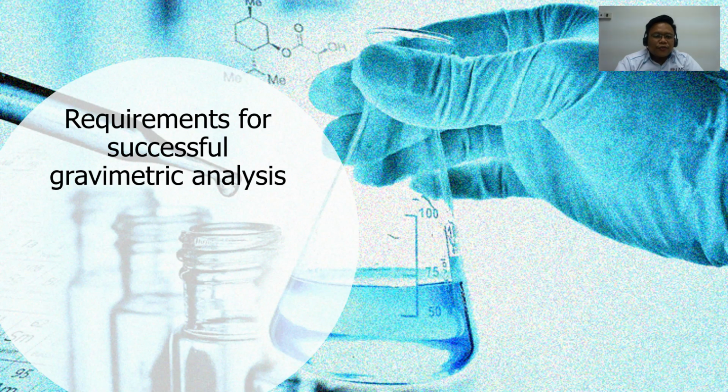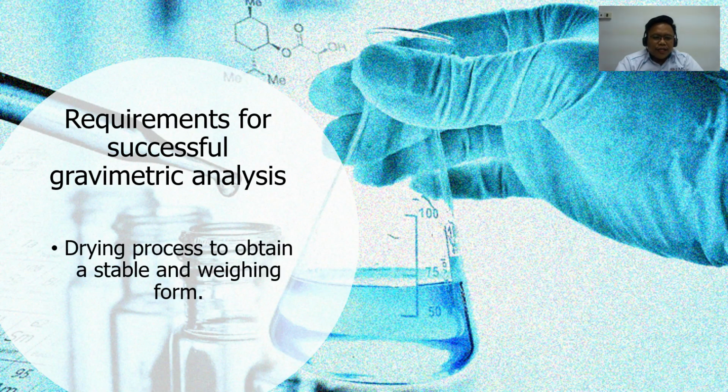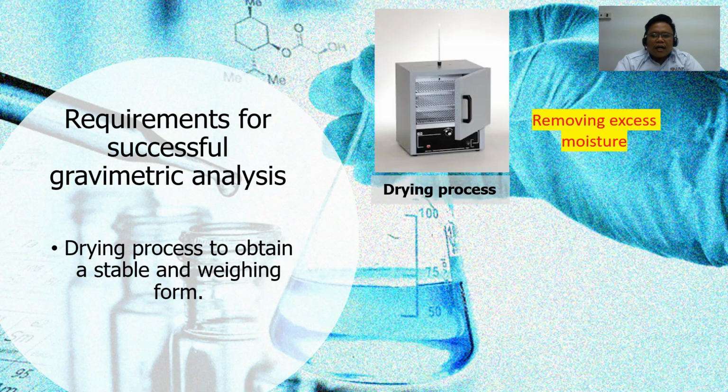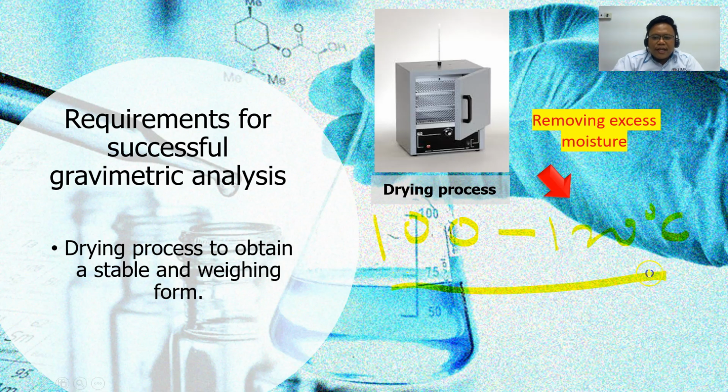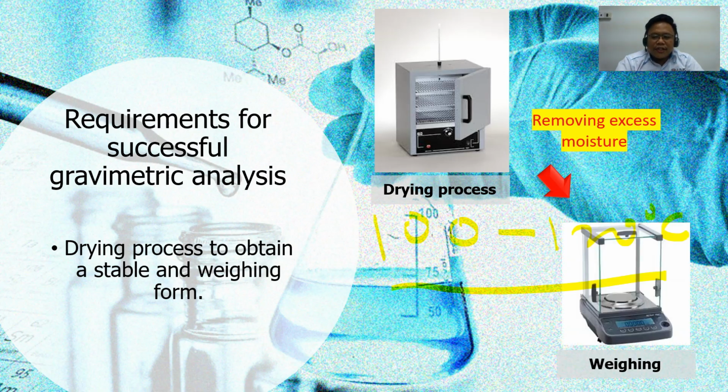The last requirement for successful gravimetric analysis is the drying process, to obtain a stable and weighable form. During the drying process, moisture from the washing agent and excess analyte will be removed. In this drying process, usually they use a temperature from 100 to 120 degrees Celsius, because at this temperature it will not disturb the form of the product. Last but not least, it will go through the weighing process to get the final mass of the product.